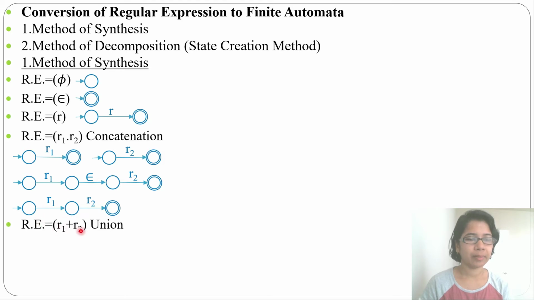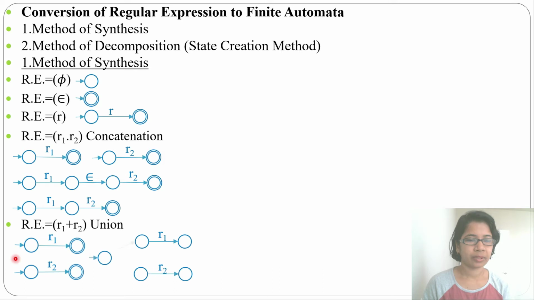Next, R1 plus R2, or you can say R1 union R2. If this is R1 and this is R2, then we will create a new initial state and from that add epsilon transitions to both R1 and R2. So this is a new initial state and we added epsilon transitions to both R1 and R2. And there are two final states. So change the R1 final state to non-final, then this final state to non-final, and create another new final state and add epsilon transitions from both. Now this is R1 plus R2.